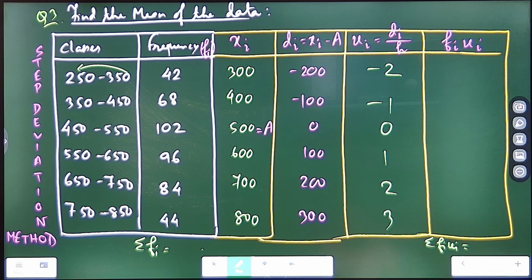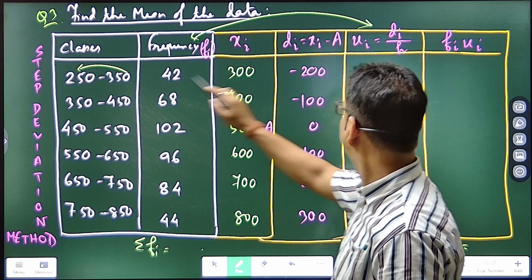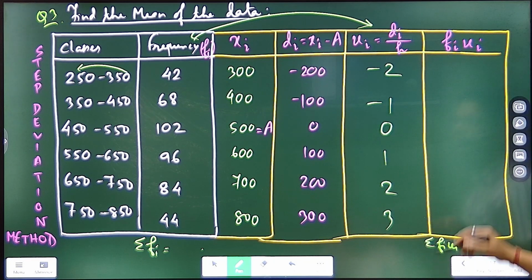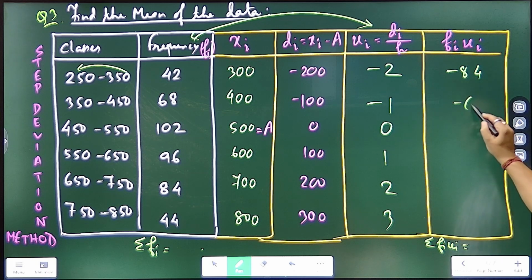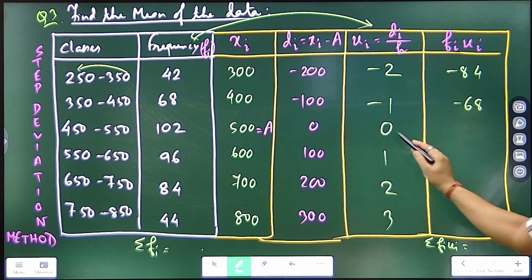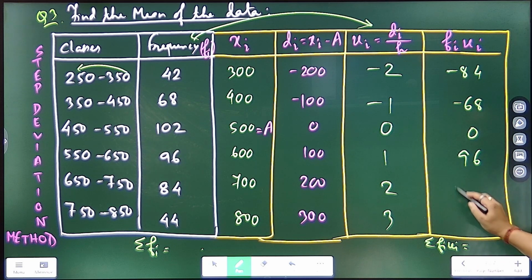FIUI. Now FIUI, multiplication is also easy. Which two you have to multiply? FI and UI. So 42 into minus 2. Yes or no? Minus 80, minus 84. 68 into minus 1, minus 68. 102 into 0, 0. 96 into 1, 96. 84 into 2 will be 168. And 44 into 3 will be 132. Done? Subtract this now.